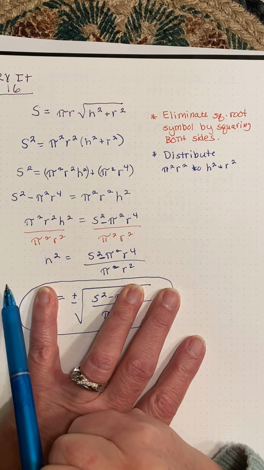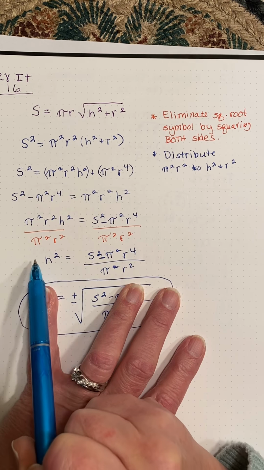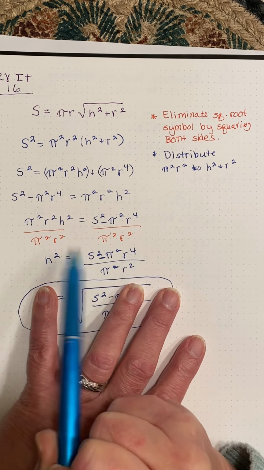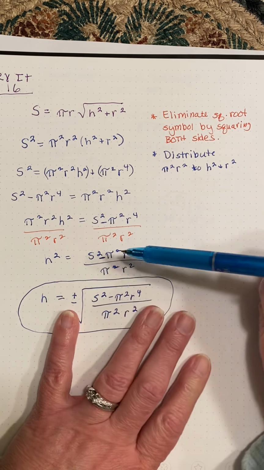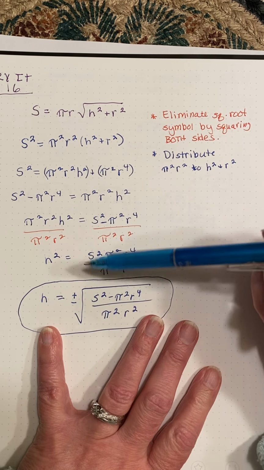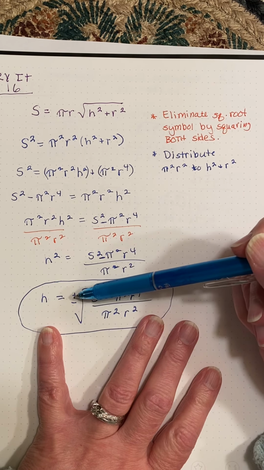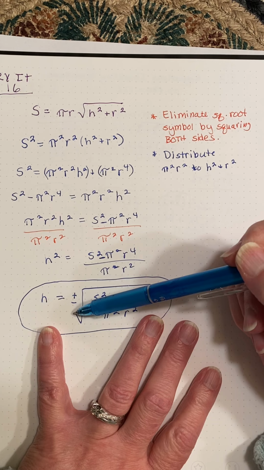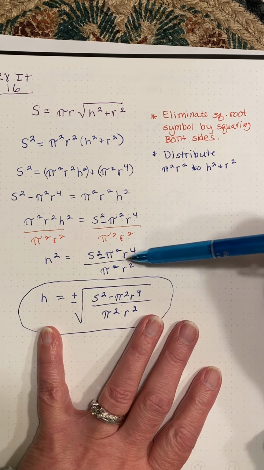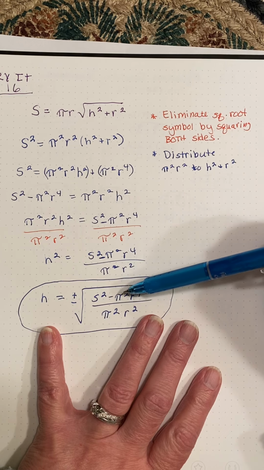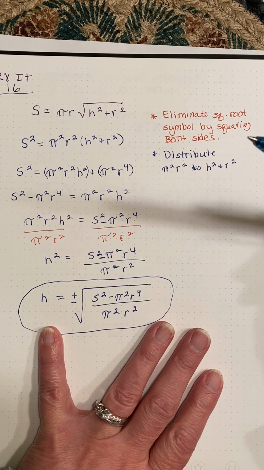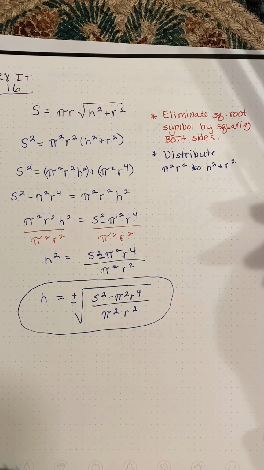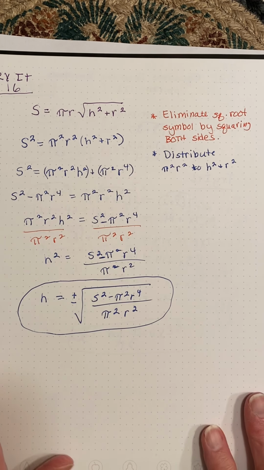Now I still have that squared thing, so now I'm going to take the square root of each of those. So if I take the square root of H squared, I'm left with H. So that's how I get my H. I'm just going to go plus or minus, because it's going to be the positive or negative of the square root of this whole big long thing: S squared minus pi squared R to the fourth over pi squared R squared. Again, why you would need to do all that, sometimes it just makes it work out a little bit easier if it's set up a little more straightforward.